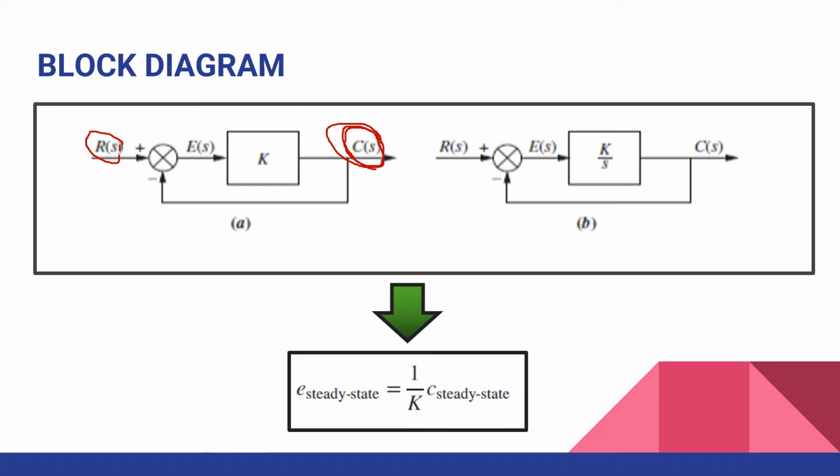So the most common of these two is this function E(s). This E(s) means the error step function, or simply put, the steady state error function. And I can see in the box below that the steady state error is equal to 1 over K of the steady state output. So the 1 over K here means that it's just a constant of error.